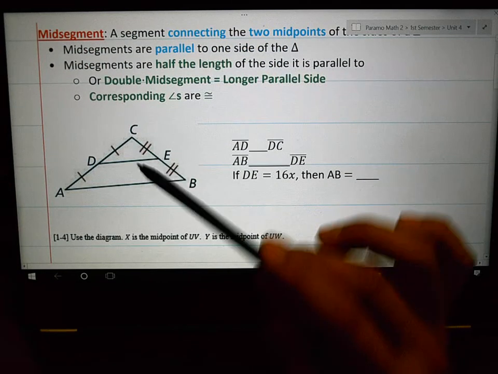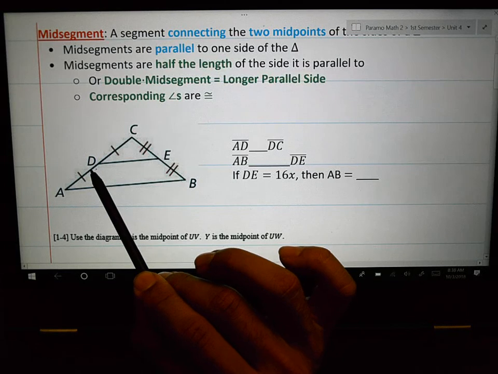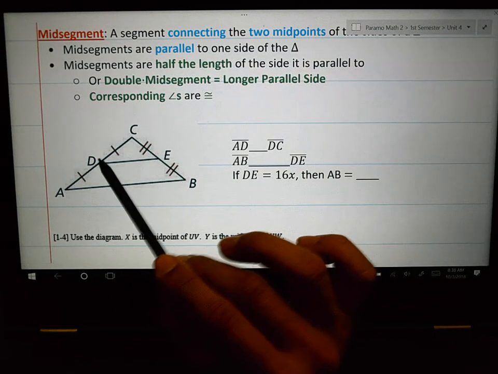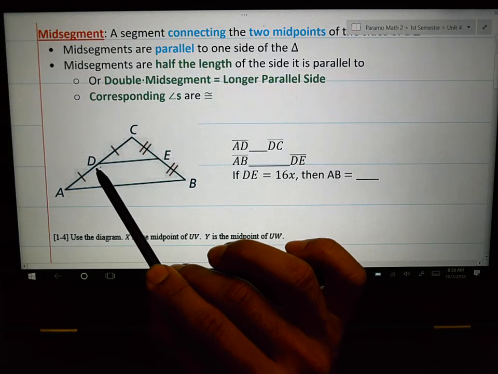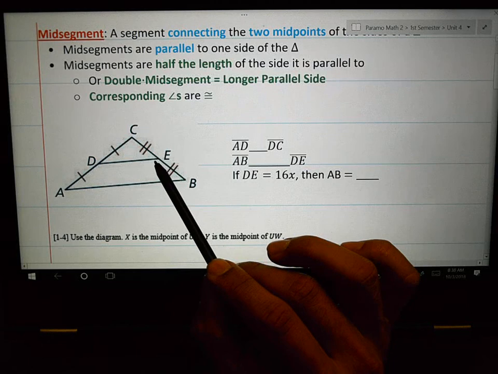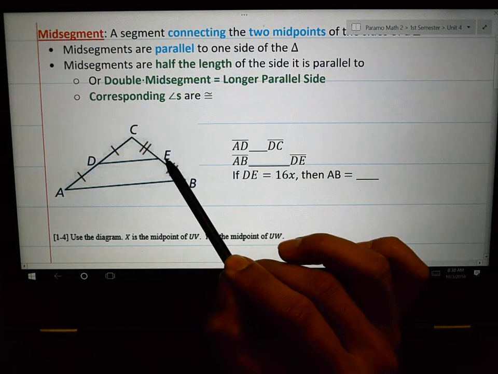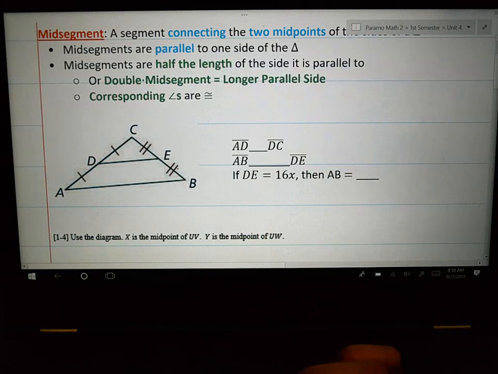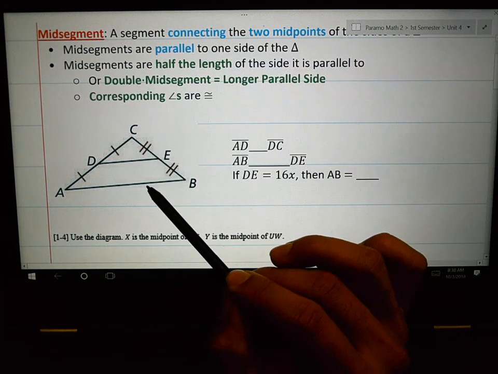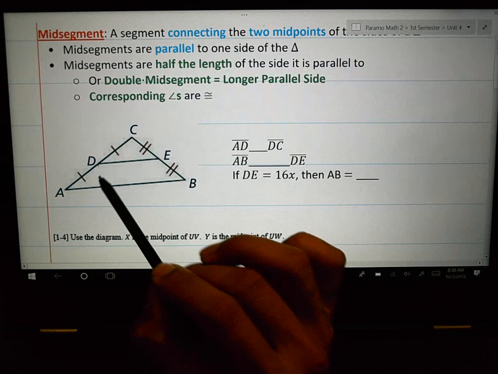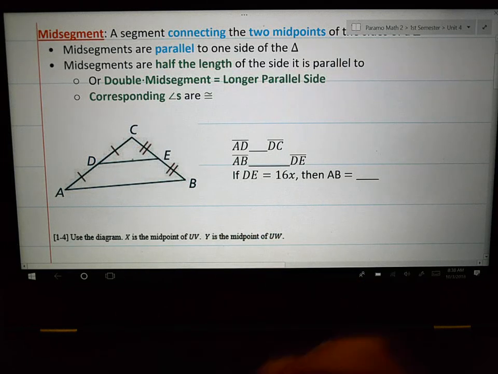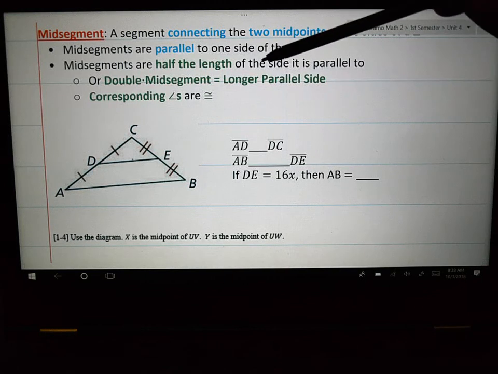When I look at this picture, this point D is a midpoint because this distance here, AD, is the exact same as DC, so D must be a midpoint by its definition. If I look at point E, CE has to be the same distance as EB because they are congruent to each other. So that must mean E is a midpoint. Midpoint, midpoint. That makes DE a midsegment of the triangle. Midsegments have several properties about them.